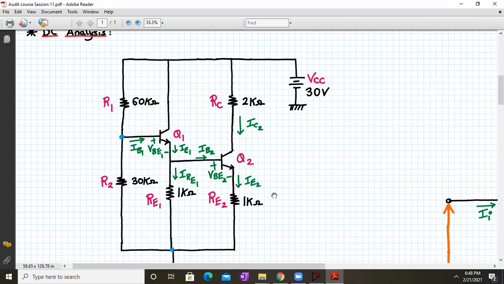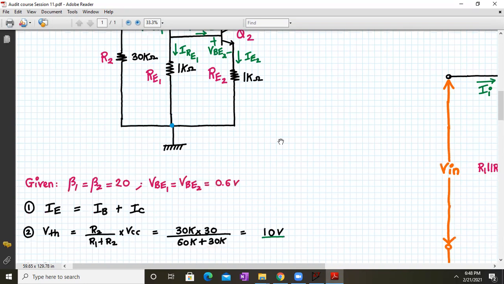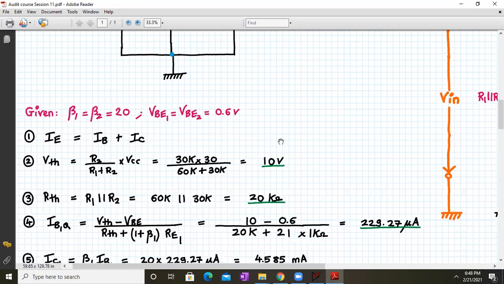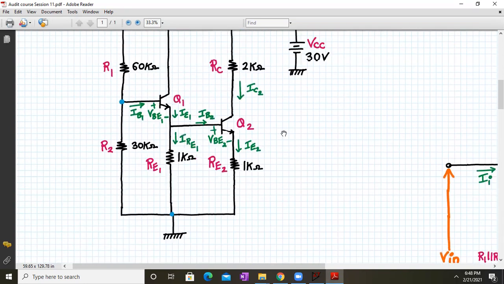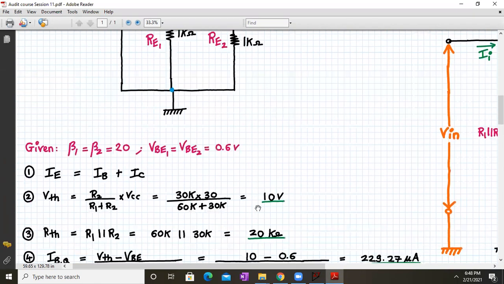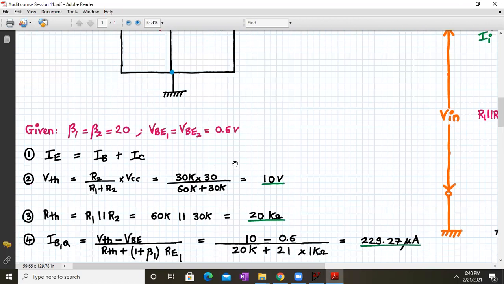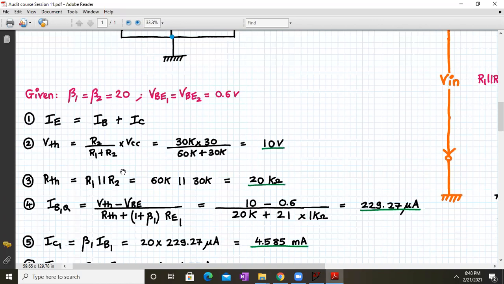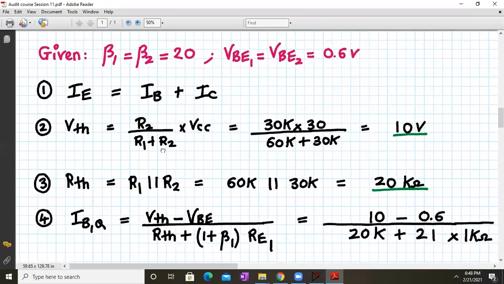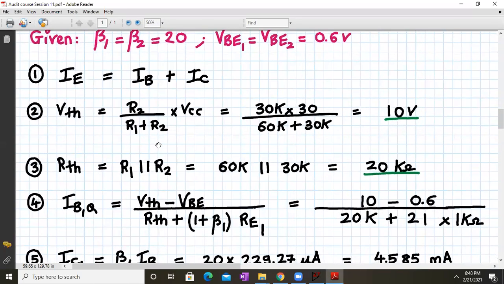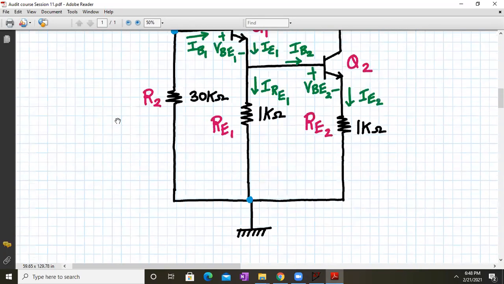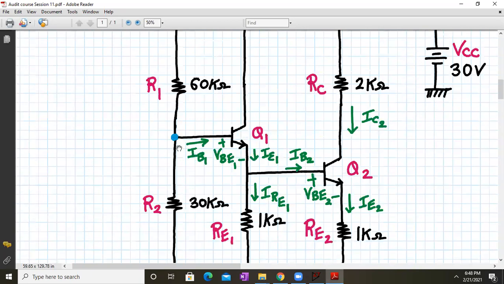So let us begin. Here the given data is beta equal to 20 for both the transistors; beta is symmetric. So beta 1 is 20, beta 2 is also 20. Also VBE1 and VBE2 are around 0.6, which is given. Now we know that the emitter current in a BJT is the sum of base current and collector current. Now I have told you that we can apply a Thevenin's equivalent at the base of transistor Q1, right?